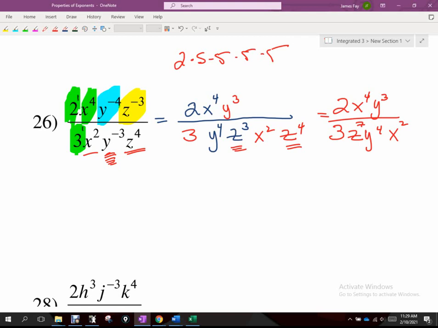Is 5 times 5 times 2 times 5 times 5 going to be the same thing? Yeah, because 2 times 3 is 6, but 3 times 2 is 6 as well, right? So the order that I multiply doesn't matter. So I can separate these.